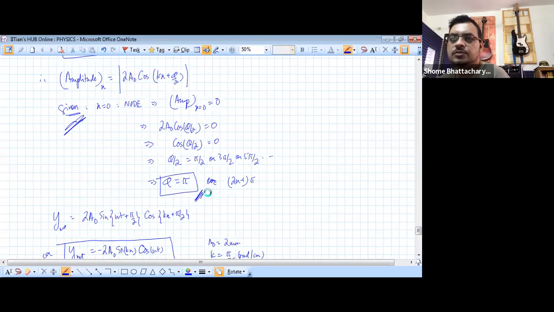So that's the point. Nodes are at n lambda by 2. Right. Okay, so Ganesh, hope the nodes and antinodes both are clear.